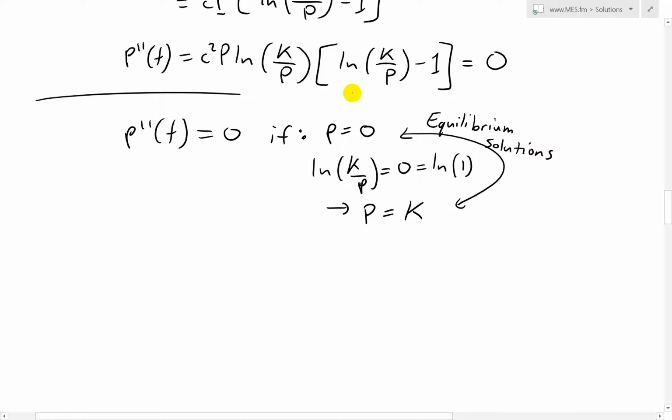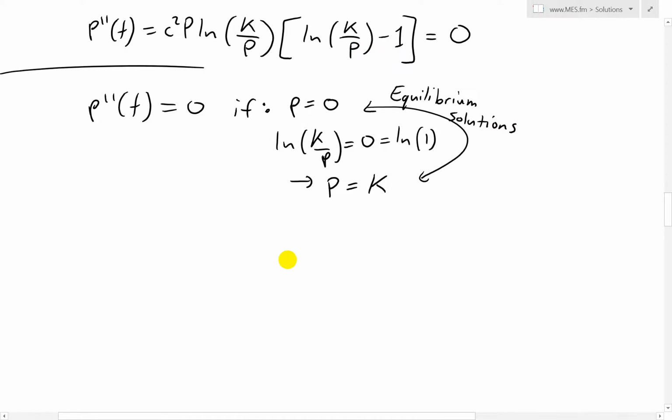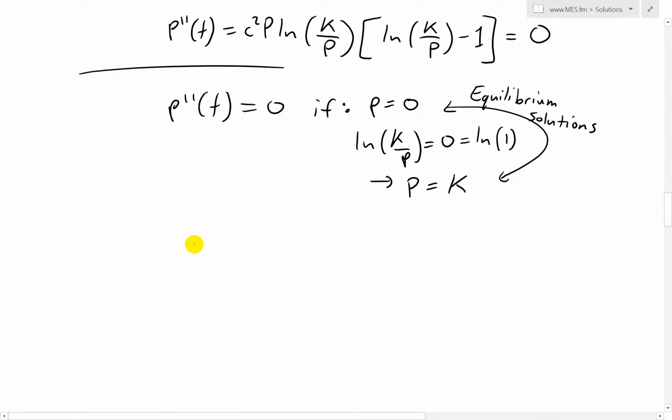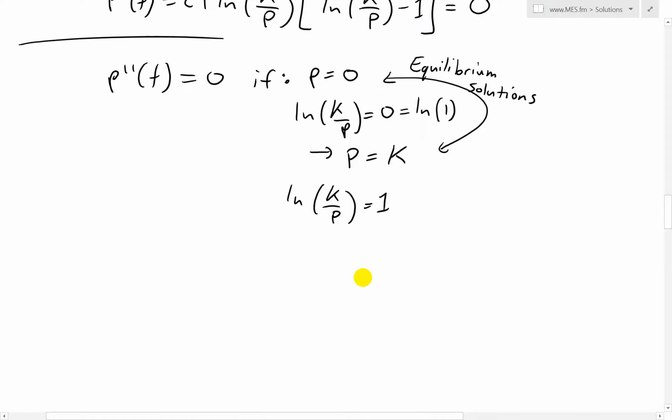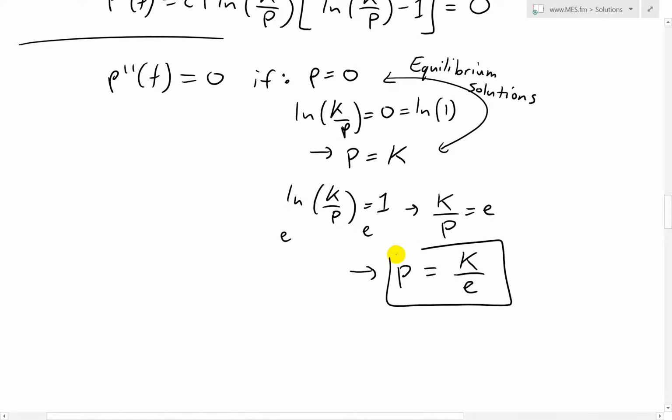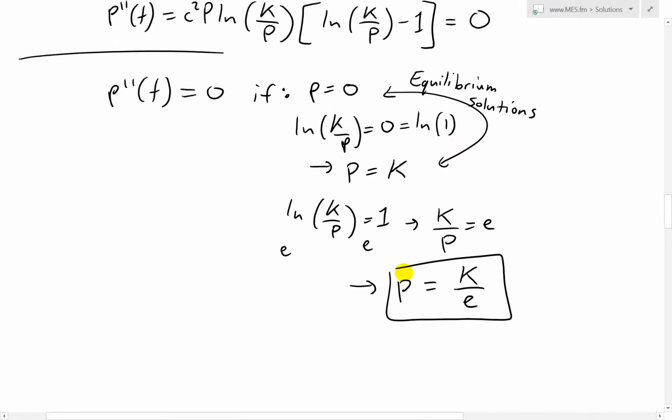And then the other part is if this part here is equal to 0. In other words, if ln of K over P is equal to 1, then 1 minus 1 is 0. If we take e to the power of both sides, this cancels, so we get K over P is equal to e. Rearranging, P is equal to K over e. So this is the only non-equilibrium solution.